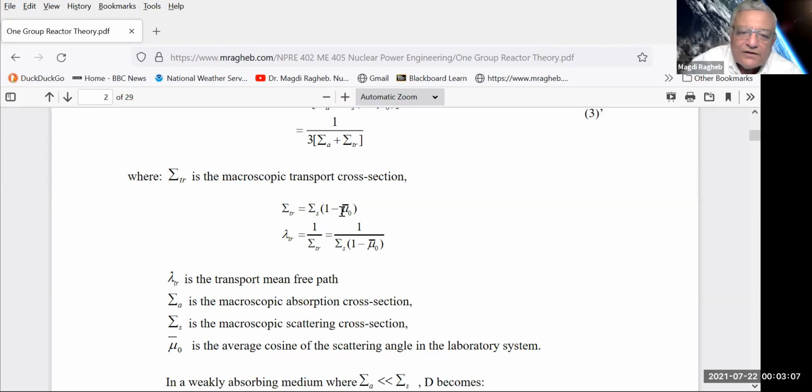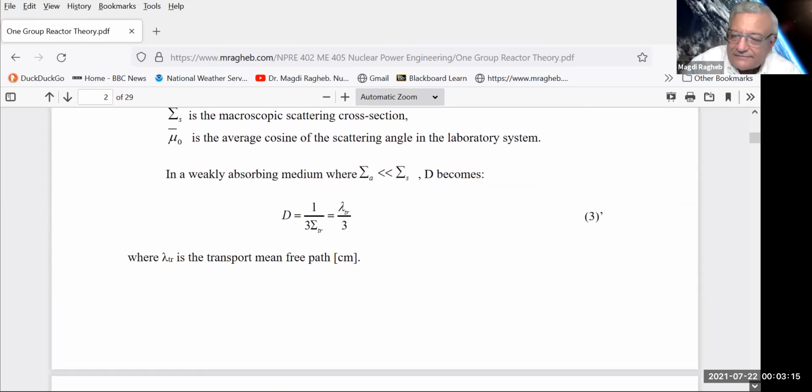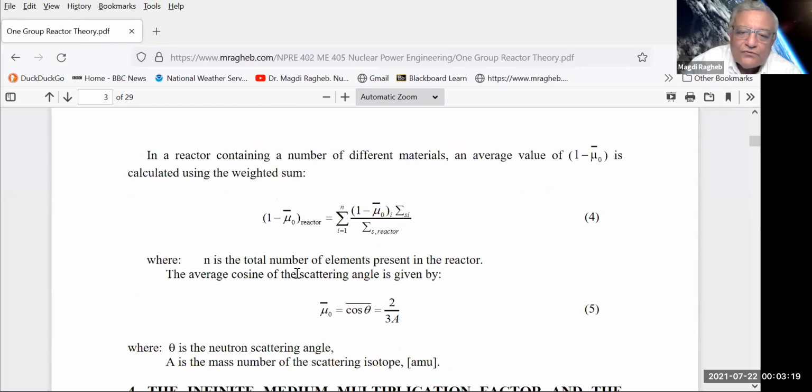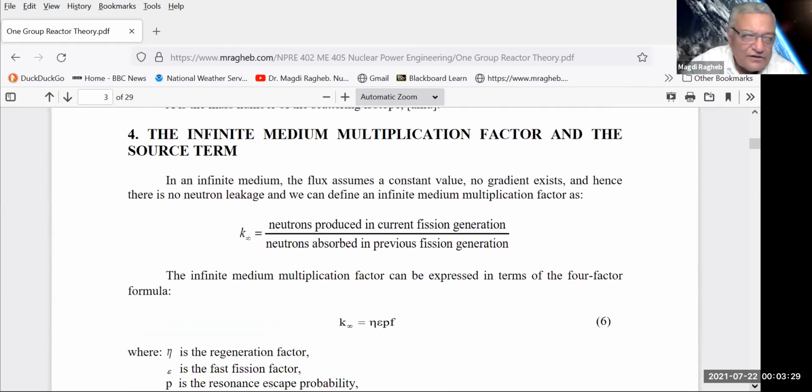It's a correction where simply we take that mu naught average as 2 divided by 3 times the mass number of the isotope. So mu naught average is 2 divided by 3A. And that correction basically makes Fick's law more applicable to existing nuclear reactor applications.